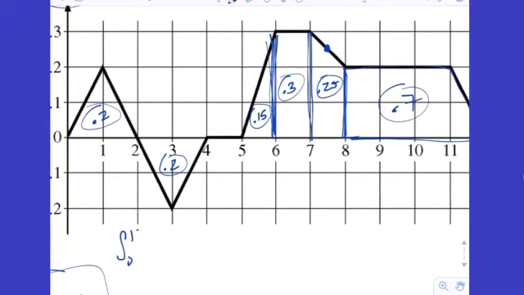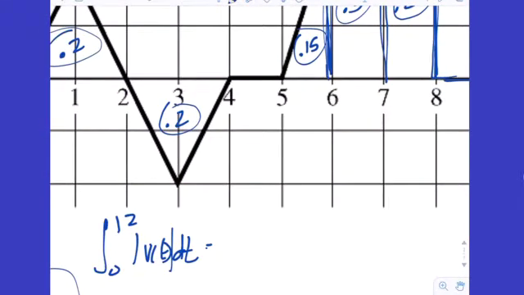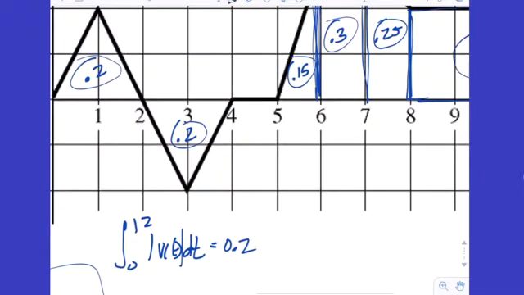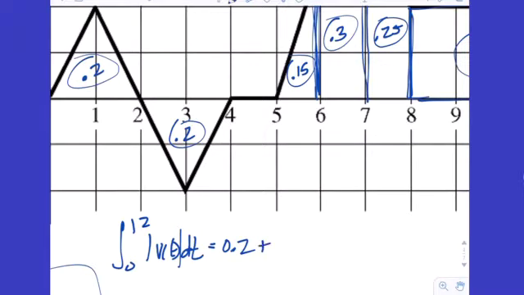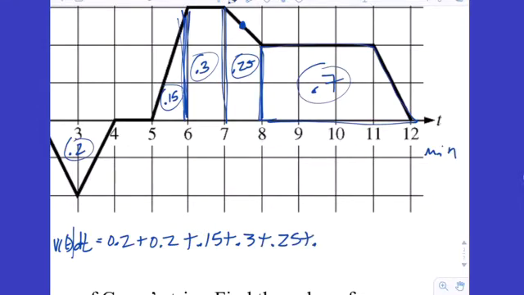So the integral from 0 to 12 of the absolute value of v of t dt is equal to. Don't combine them in your head. Write them down. So it's going to be, the first one is 0.2. Is the next one plus 0.2 or minus 0.2? Plus. Good. We're finding the area, the total distance traveled. 0.2 plus 0.15 plus 0.3 plus, you don't even need the leading zeros, plus 0.25 plus 0.7.